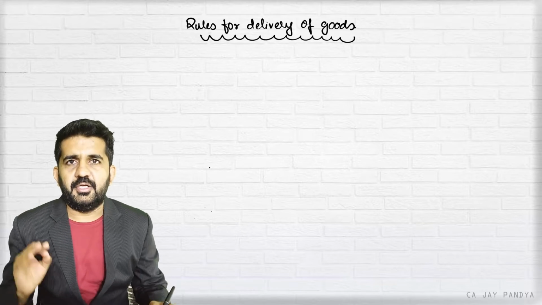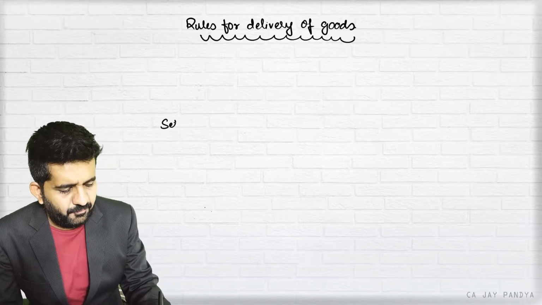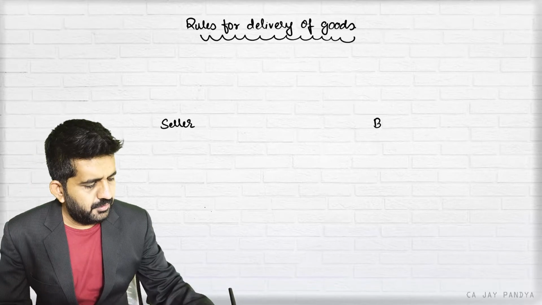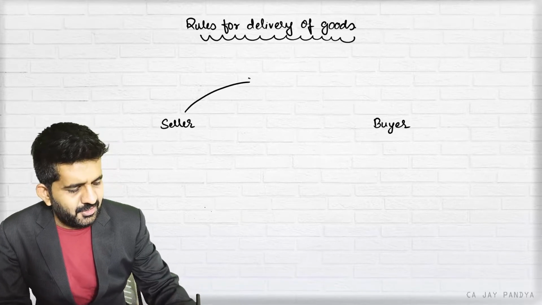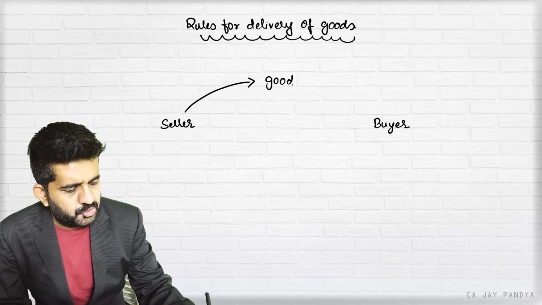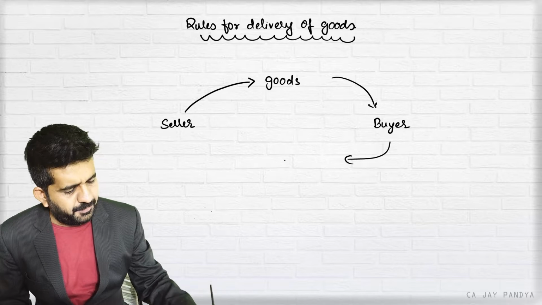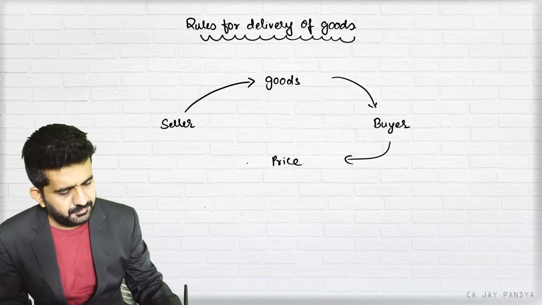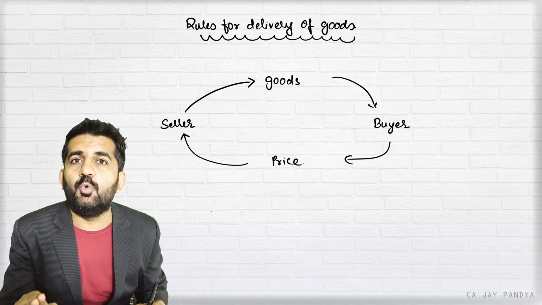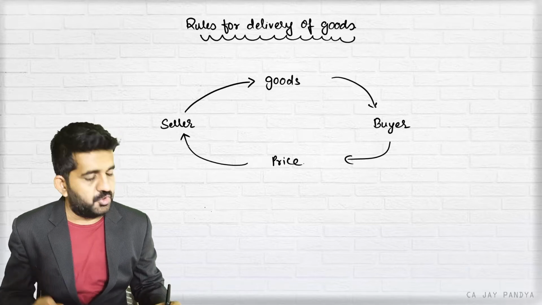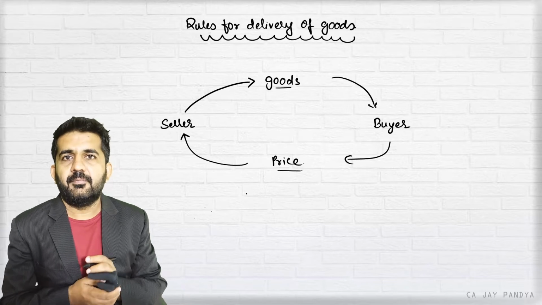Try to concentrate. In any contract of sale of goods, there will be a seller and a buyer. The seller will transfer goods to the buyer, and the buyer will pay the price to the seller. This will always be true if it is a contract of sale of goods. We have understood the meaning of goods and the meaning of price.